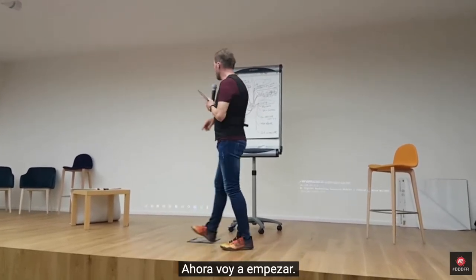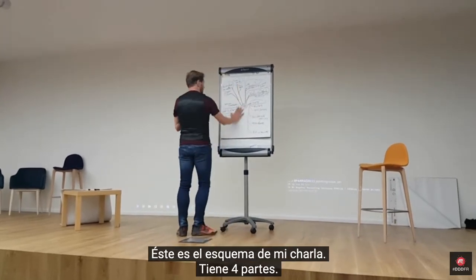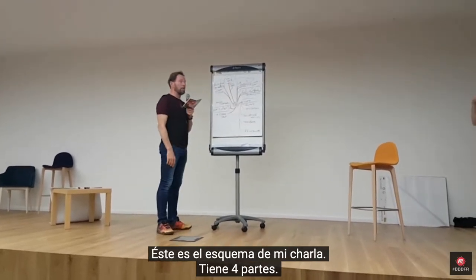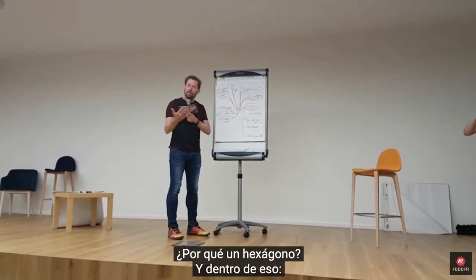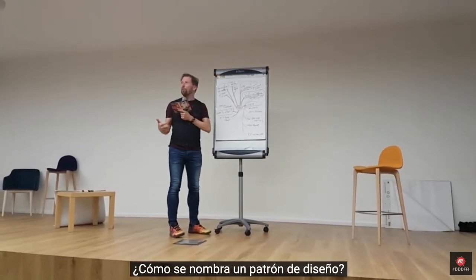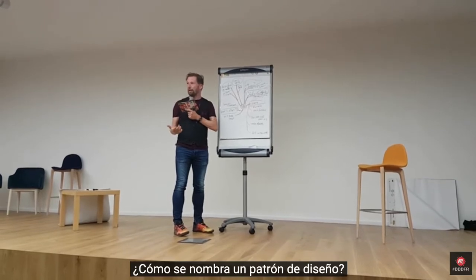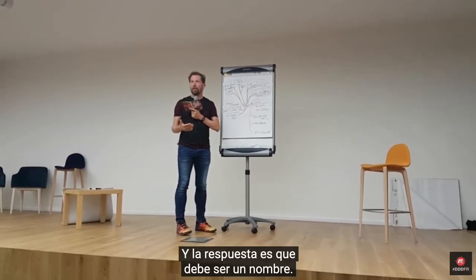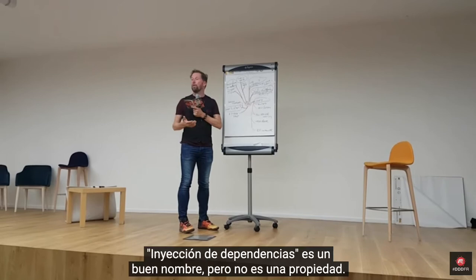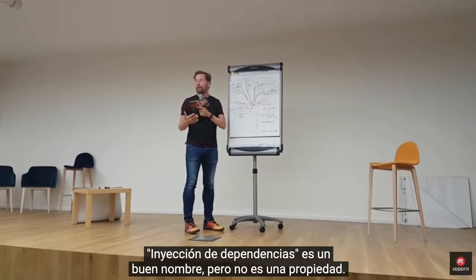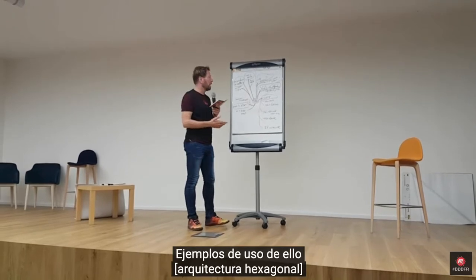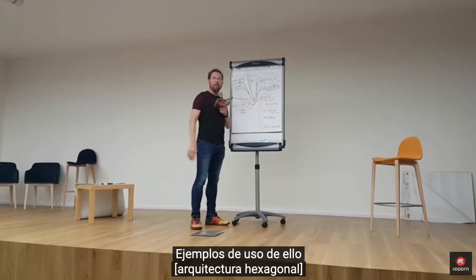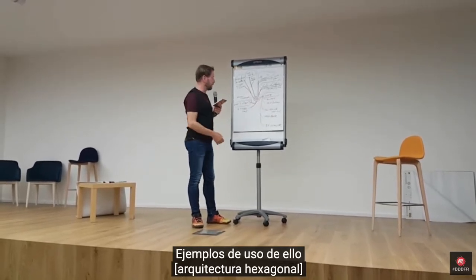So now I'm going to start, and this is the sketch of my talk. There are 4 parts. Why a hexagon? Inside of that there are little diversions. How do you name a design pattern? The answer is it must be a noun. It's a property. So things like dependency injection, they're nice names, but they're not properties. So the name is going to be configurable dependency. I'll go over the early uses of it, like how it kind of evolved into a thing.